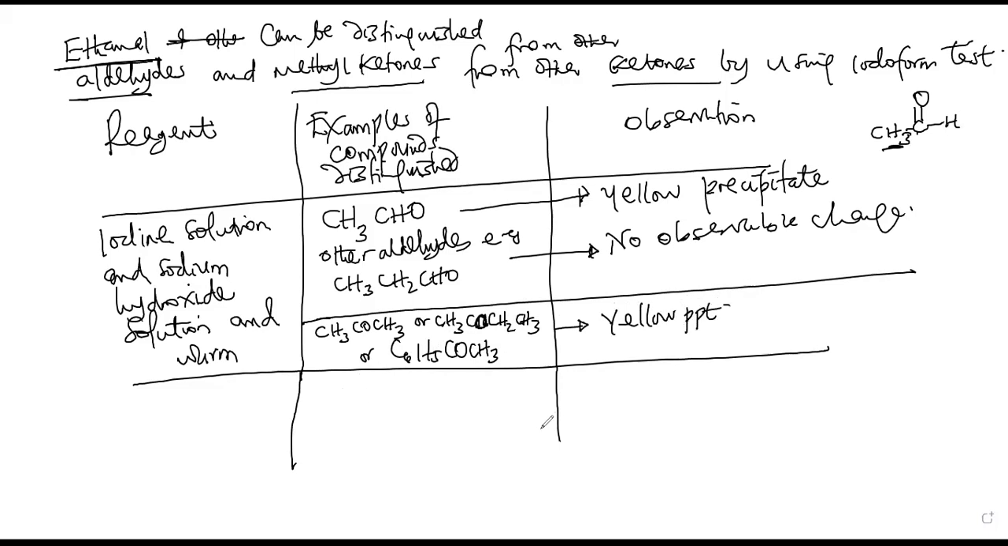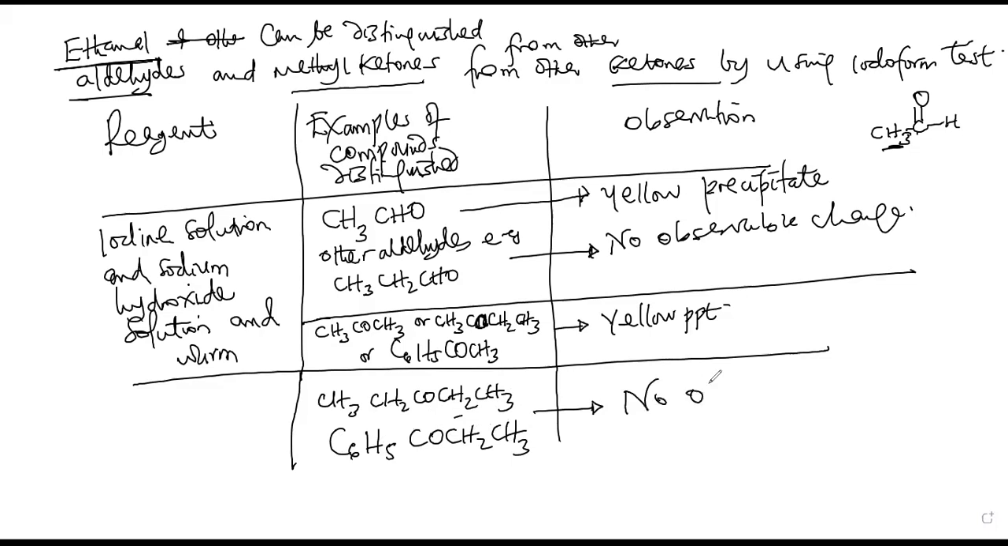But when it comes to other compounds like CH3CH2COCH2CH3, these ones won't show a positive test because the methyl groups are not attached directly to the carbonyl carbon. Even if you consider C6H5COCH2CH3, still this one cannot show a positive iodoform test. And in that case, we say no observable change. Why do I say they don't show a positive test? Because the positivity of the test is manifested for the fact that the carbonyl group must have a methyl.